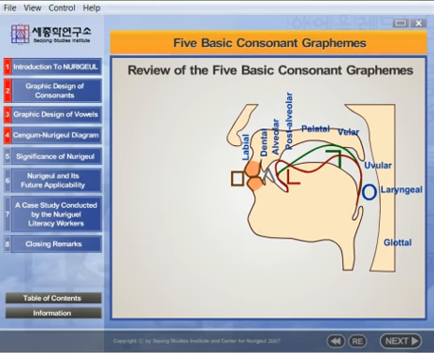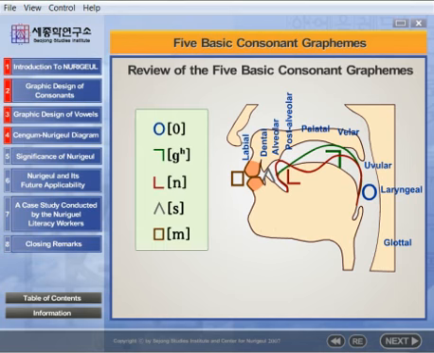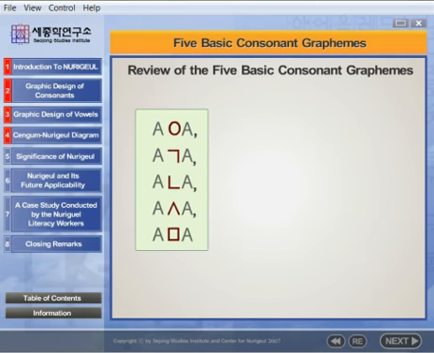Review of the 5 basic consonant graphemes. A, K, N, S, M. Now let's review the 5 basic consonant graphemes in the order they were produced from the back throat to the lips. Read after the audio instruction.